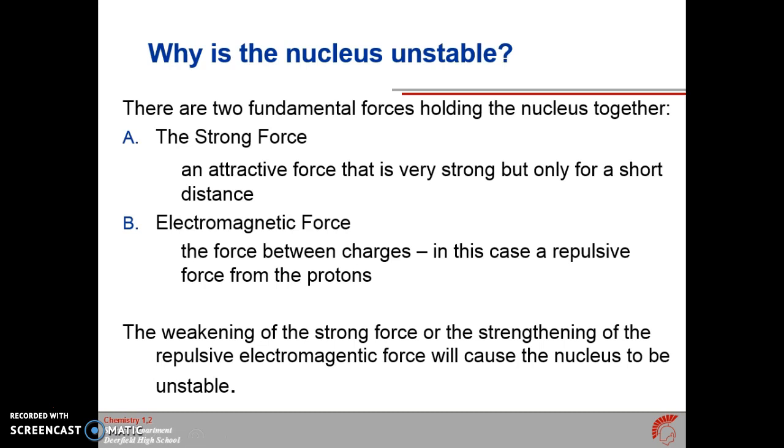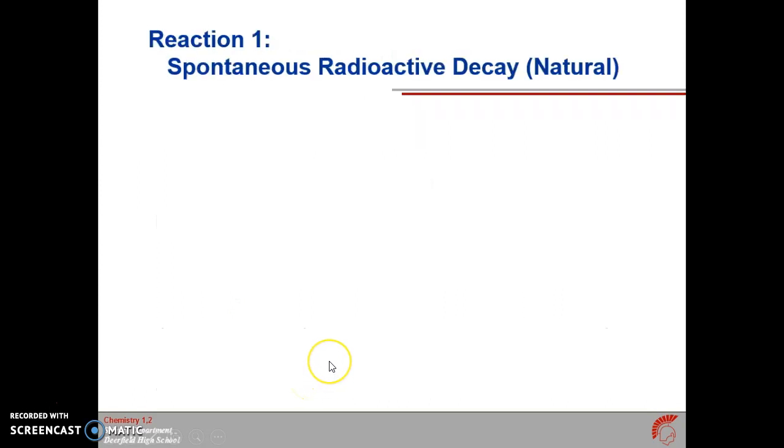So as the atom gets bigger, or as the nucleus gets bigger, you have a weakening of the strong force, and you have a strengthening of the repulsive electromagnetic force because the nucleus is getting larger, more particles overall, plus more positive particles to cause that repulsion. So this is why as the nucleus gets bigger, as the atom gets bigger, you wind up with more and more unstable particles as opposed to stable ones.